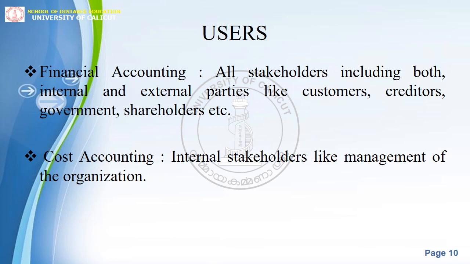The users of the information provided by financial accounting are both internal and external users. It includes the owners and the investors, management, creditors and suppliers, lenders, government, customers, employees, and the general public. Financial accounting presents the business performance. Cost accounting is used by the management to improve business process efficiency, and therefore the internal stakeholders like management of the organization are its users. Cost accounting also benefits the creditors and investors as they feel secured if there is business prosperity.